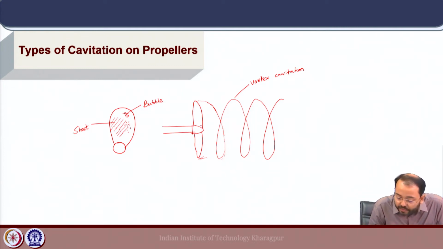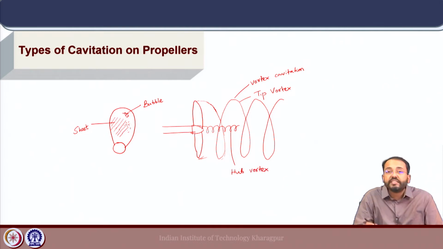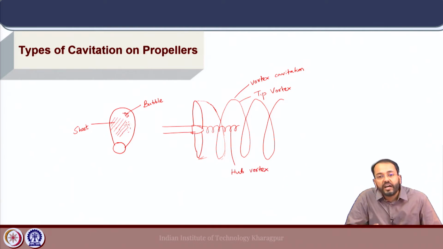Similarly, the propeller hub also generates vortices. So, this is the tip vortex and this is the hub vortex. Similarly, in the hub vortex, if the pressure at the core falls below the vapor pressure, then hub vortex cavitation can also occur.